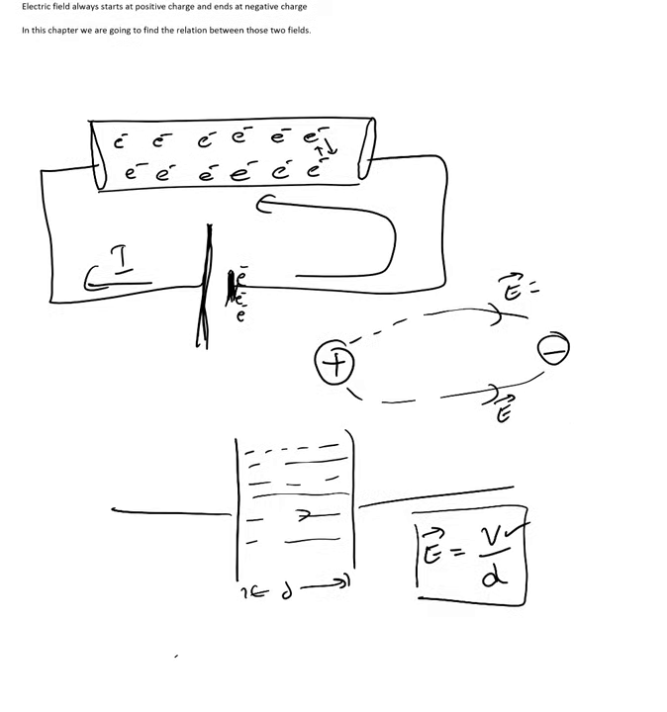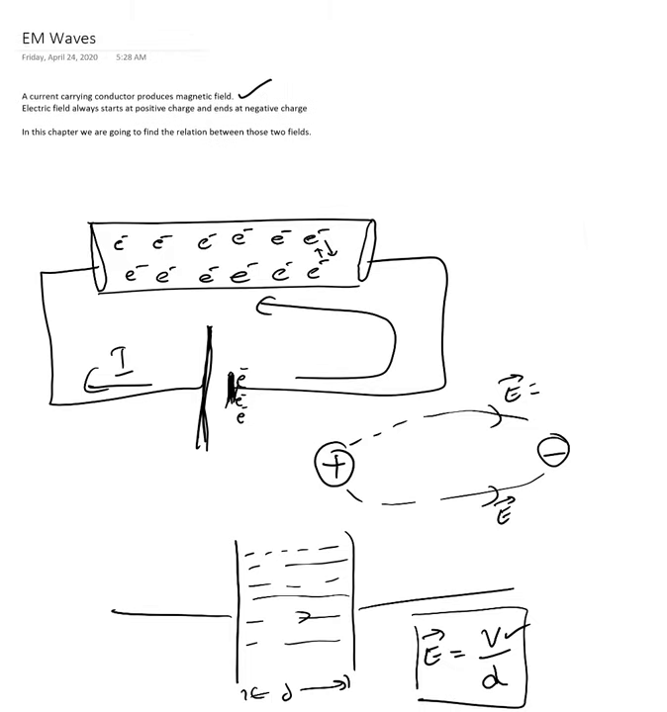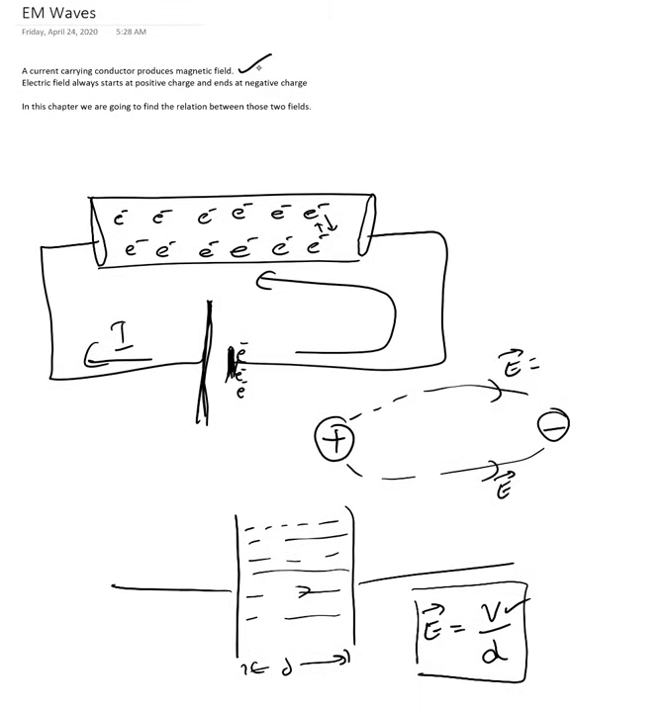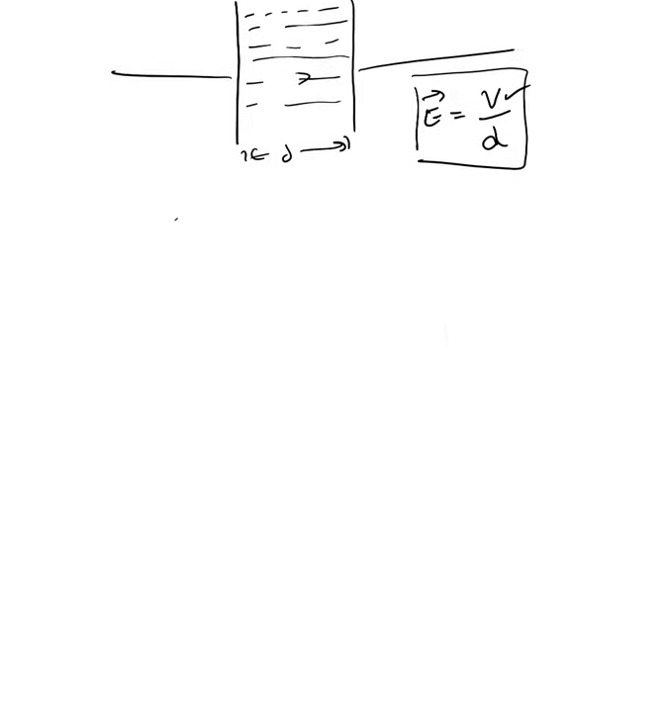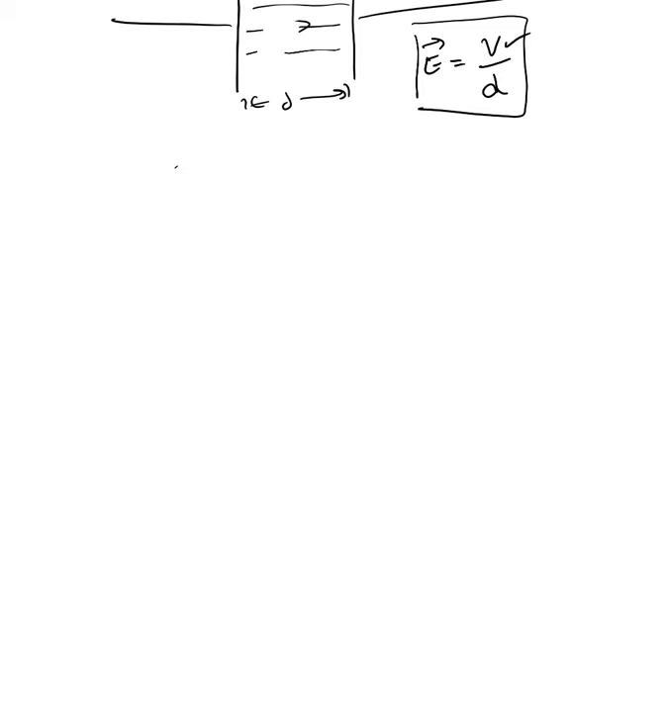So far we discussed two important points. One is a current carrying conductor produces a magnetic field, and a current is nothing but the flow of electrons. So electrons move because of the electric field inside the conductor. Now we can say the electric field is responsible for producing the magnetic field. Now we'll find the other way, whether the magnetic field is going to produce the electric field or not.